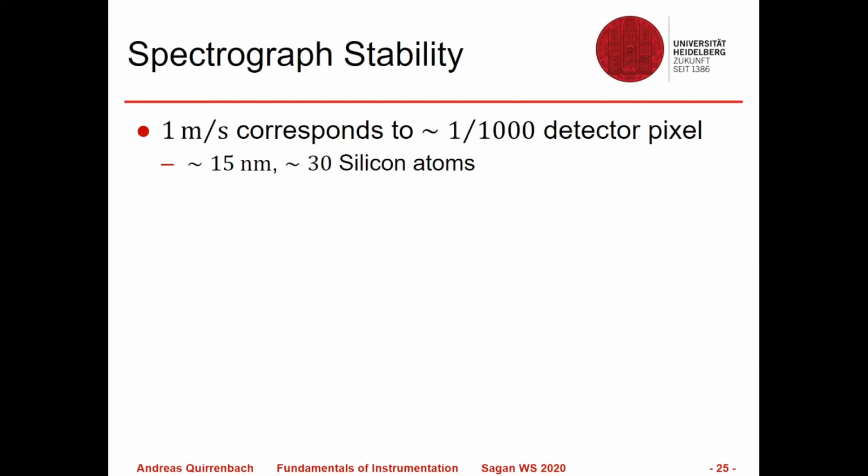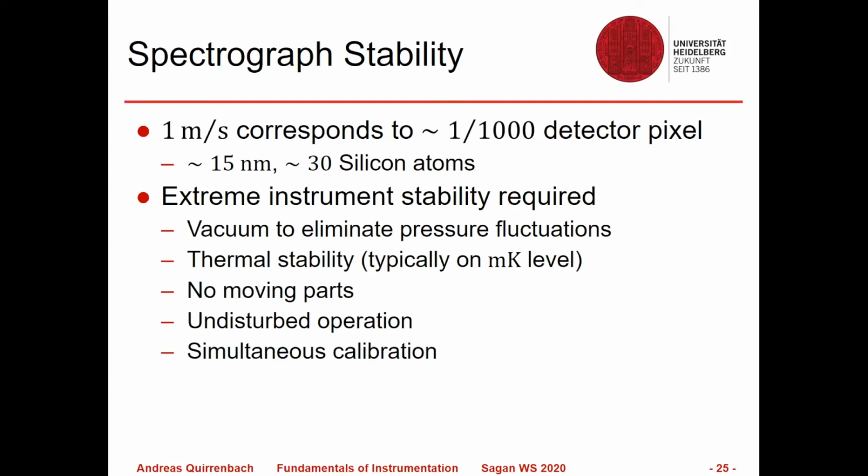And again, talking about very simple things, 1 meter per second corresponds to roughly 1/1000th of a detector pixel, or about 15 nanometers or 30 silicon atoms. So that means we really need extreme instrument stability. We use vacuum to eliminate pressure fluctuations, high thermal stability, typically at the millikelvin level. We have no moving parts in our instruments. We leave them undisturbed, and we calibrate simultaneously.